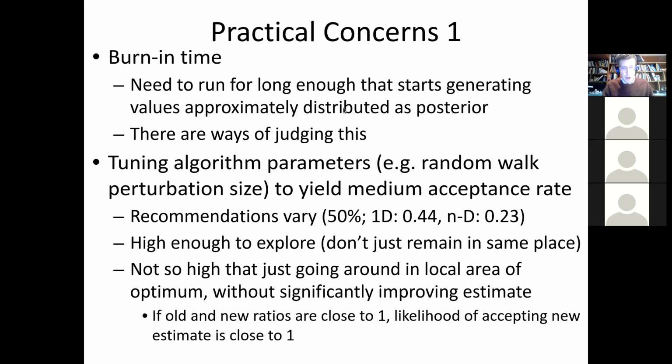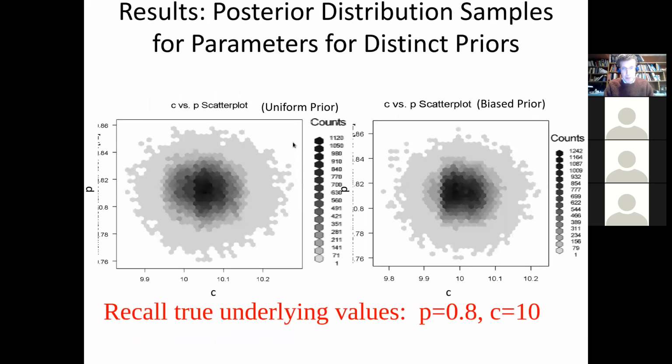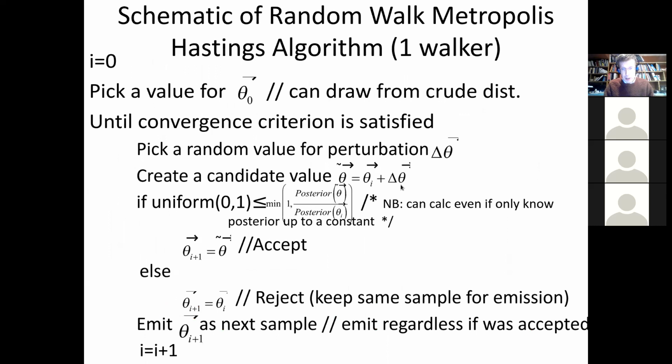You may need to tune the parameters of the algorithm, or so-called hyperparameters. Things like the size of this perturbation size. I spoke about how this should be fairly small to get a good acceptance rate. And indeed, it's watching the acceptance rate that's one of the tricks here, tuning it.